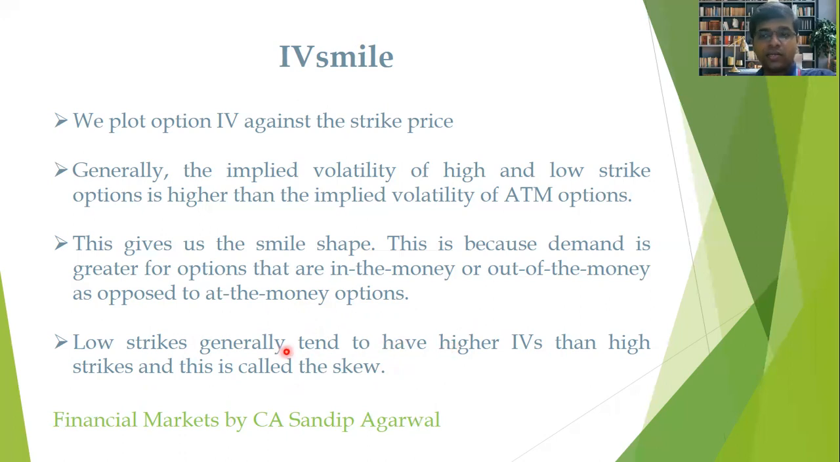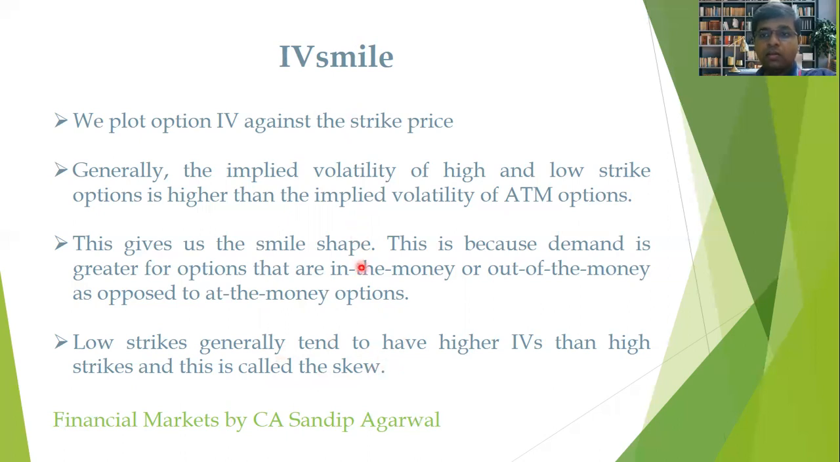So a 16,800 strike or any strike which is lesser than the 17,300 will be having an IV which would be higher than the strike price which is any strike price above 17,300. This is called the skew. So what do you mean by skew? So skew is basically a line which is neither parallel nor a straight line.